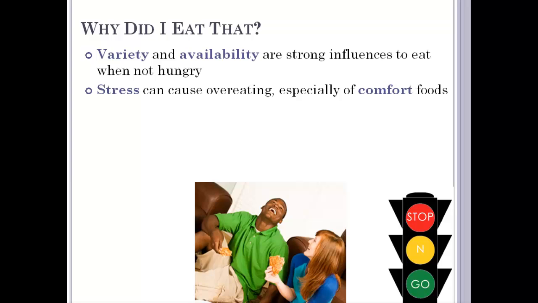Stress is also a big factor that can cause people to overeat, especially comfort foods. And comfort foods tend to be high in fat and sugar.